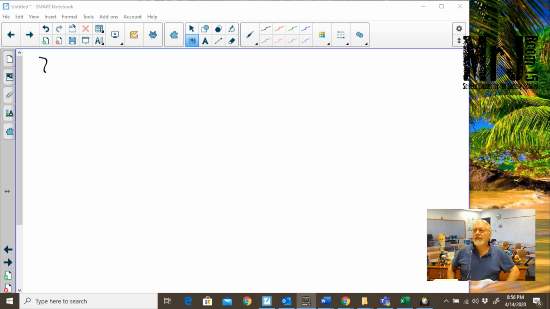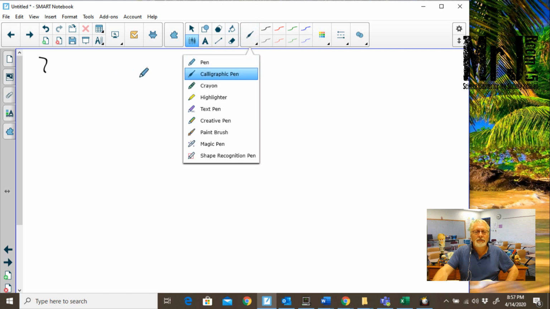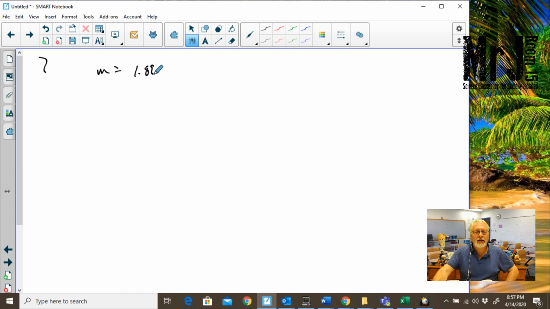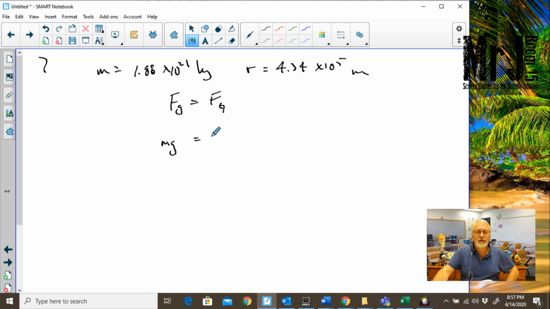What is the acceleration due to gravity at the surface of a planet whose mass is that and whose radius is that? All right, so mass being 1.88 times 10 to the 21 kilograms, and the radius is equal to 4.34 times 10 to the 5th meters. Well, this comes down to where I was talking about in the introduction. Forces are equal to forces, so we can take mg is equal to GMm over d squared. And so the test mass drops out. So our gravitational field strength, the acceleration due to gravity, is going to be equal to G, the mass of the planet over the radius of the planet squared.